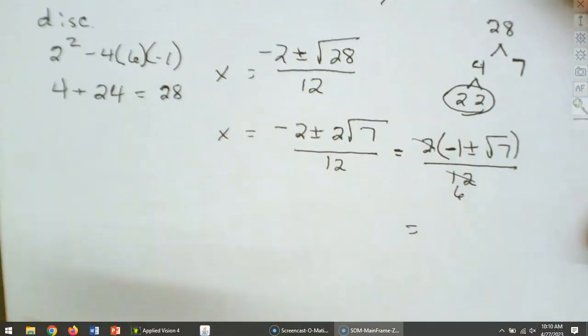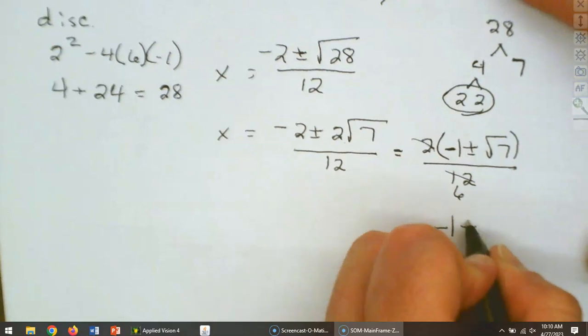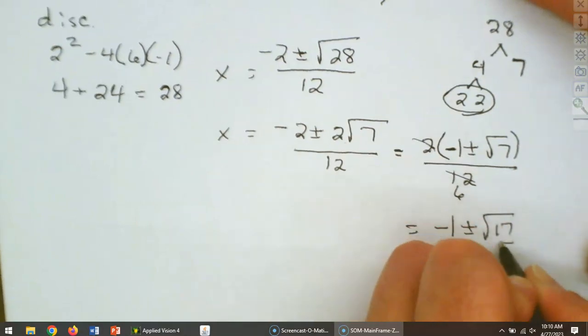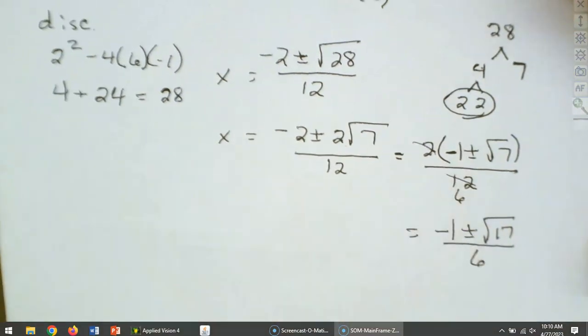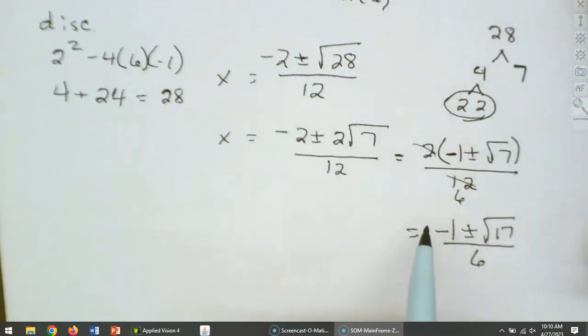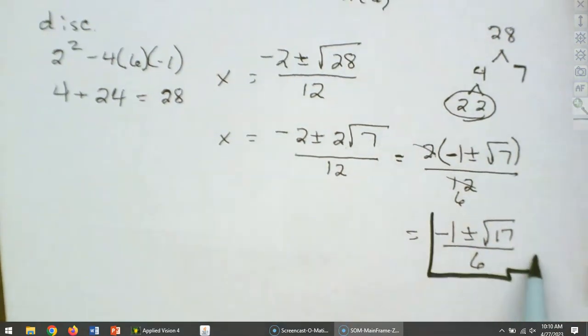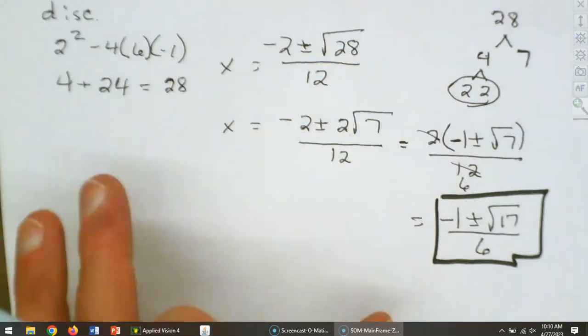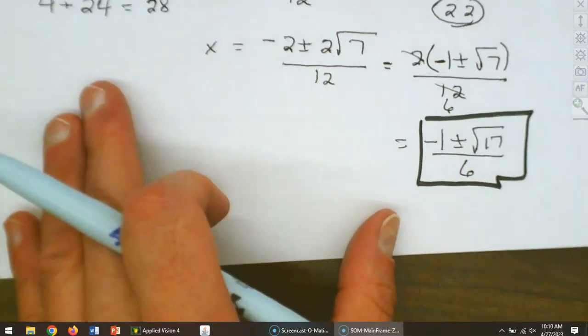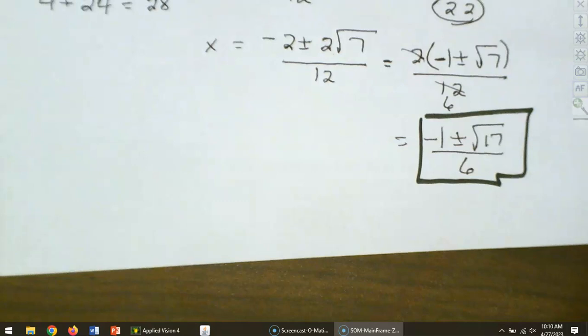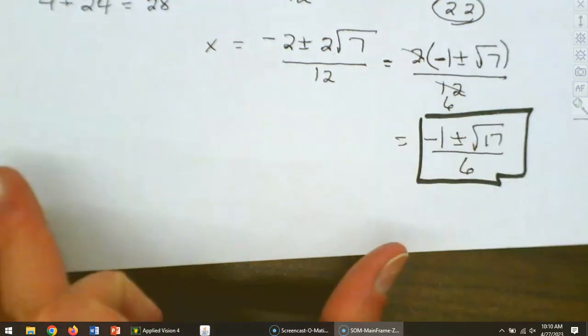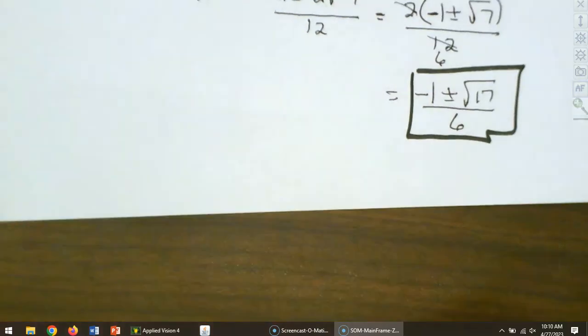So what's my final answer? Minus 1 plus or minus the square root of 7 over 6 there. So that's what we've got. That's your final answer. You could break it up into separate pieces if you wanted to, but you can leave it just like this because that's how you'll be leaving them for the most part in your college algebra course.